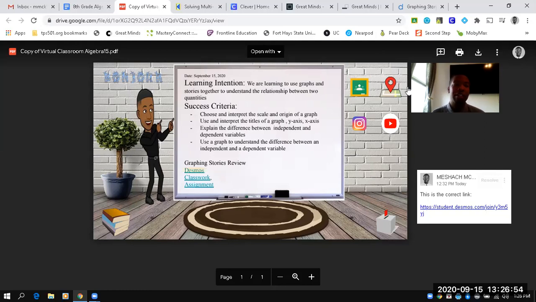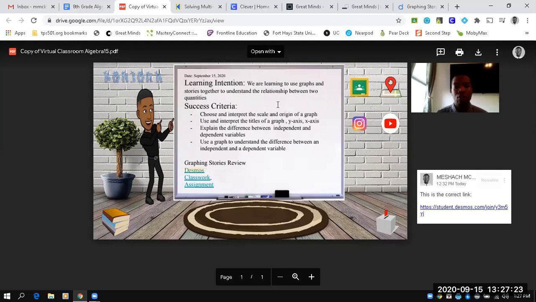And for our success criteria, we have 4 different things that we're going to be looking at. We'll choose and interpret the scale and origin of a graph. When we're able to do that, we'll know that we've successfully mastered the learning intention. We're also going to have to be able to use and interpret the titles of a graph, like the y-axis, the x-axis. We've got to explain the difference between independent and dependent variables. And then we're going to use a graph to understand the difference between an independent and a dependent variable.